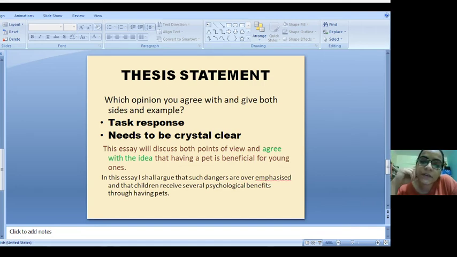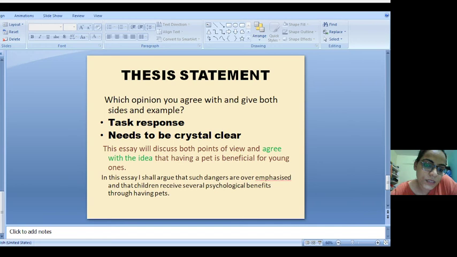So my statement reads as this statement will discuss both points of view and agree with the idea that having pet is beneficial for young ones. So in this statement, I make it very, very clear that I am agreeing with this statement. Another way is, in this essay, I shall argue that such dangers are overemphasized and that children receive several psychological benefits through having pets. These are just two ways of writing the thesis statement that yes, I agree with this, but making it very clear what I am agreeing with, that is essential. All right. Then let's move to the next part.